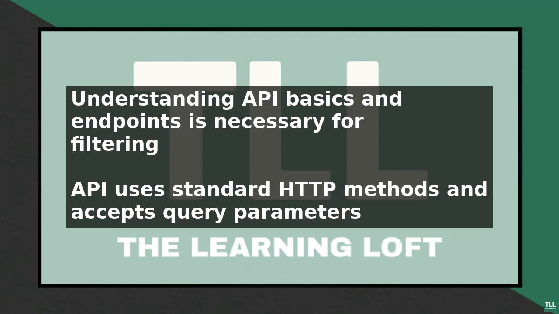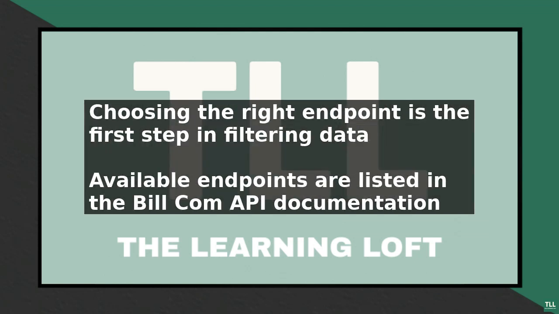Step 3. Using query parameters. Once you have chosen the endpoint, you can use query parameters to filter the data. Query parameters are added to the URL of the request and are used to specify the filter criteria. For example, to filter invoices by date, you would add a query parameter such as date_GTE to specify the start date and date_LTE to specify the end date.